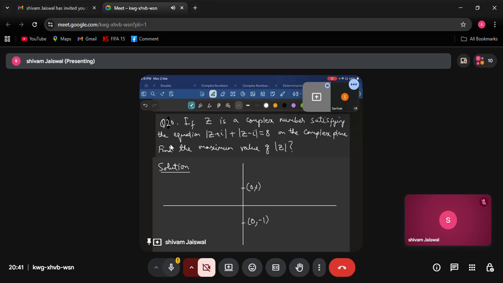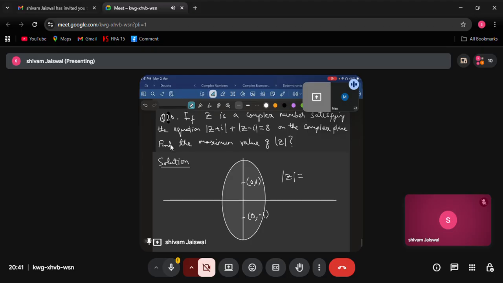Memel, Devang, Anandit, Raktim, are you people getting? Yes, sir. Okay. So it will represent an ellipse. We need to find out the maximum value of mod z. Maximum value of mod z, you will get it over here only, right? What is mod z? Tell me, everyone. What is the coordinates of this point?